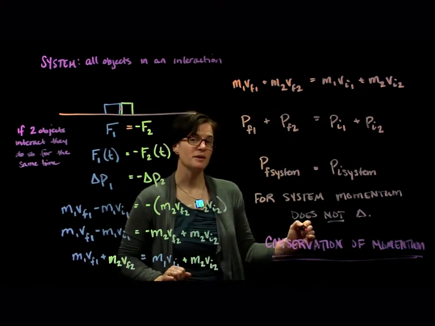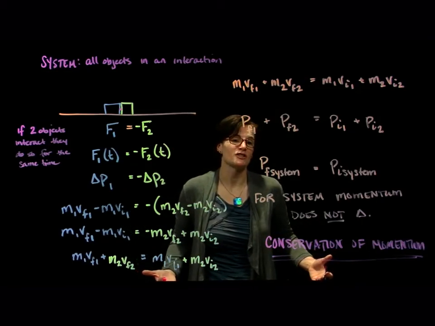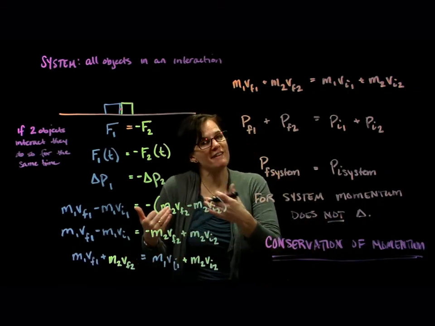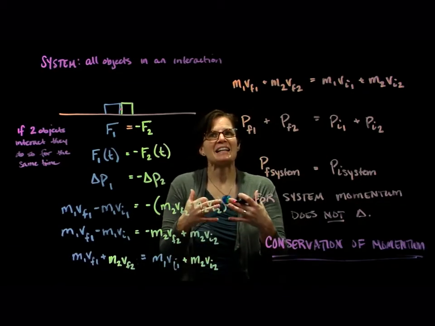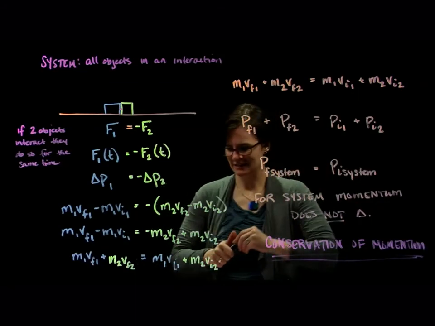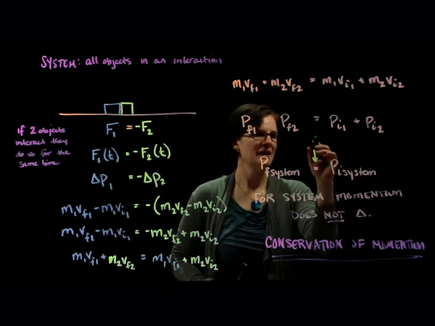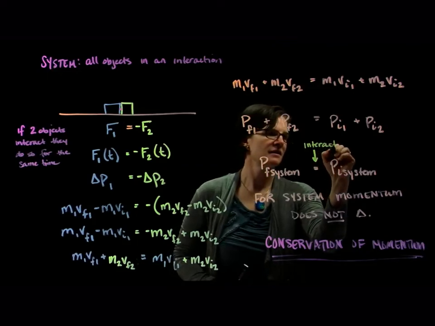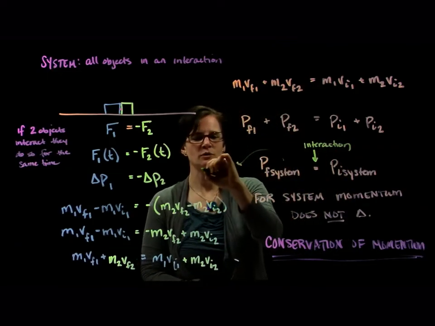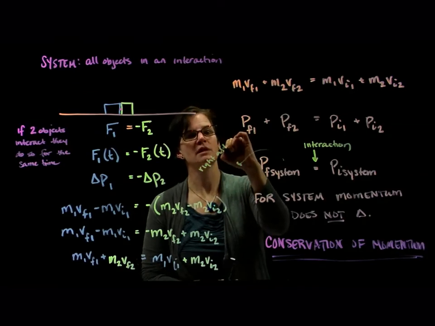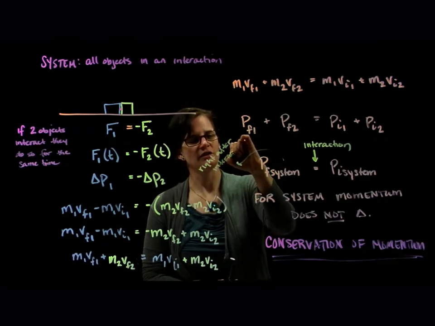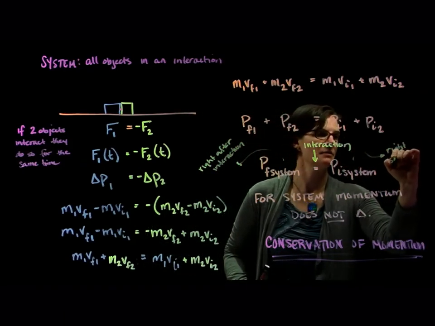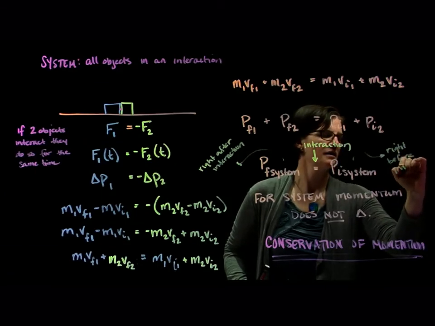It is one of our fundamental laws. It tells us that the momentum of a system doesn't change. The final equals the initial. Now, it's very important, like with impulse, that we identify what that final and initial is. And I kind of view this equal sign as really our interaction. So final is immediately after the interaction, and initial is immediately before the interaction.